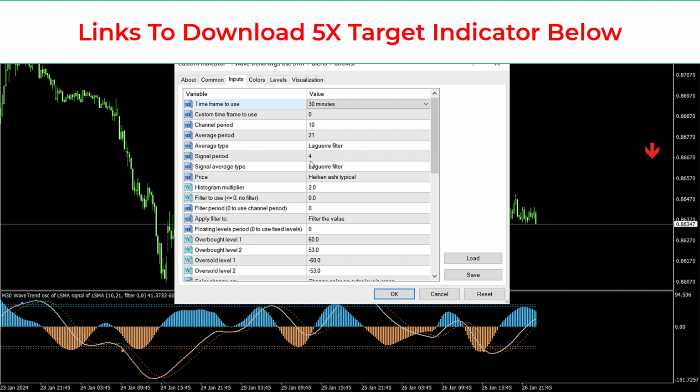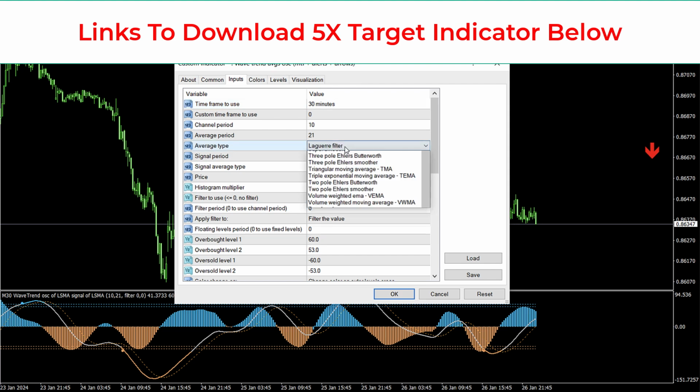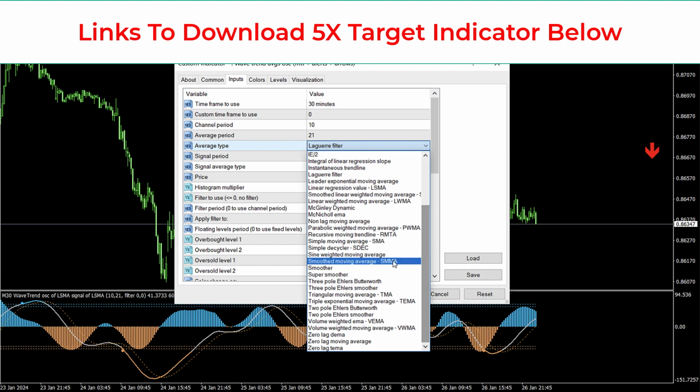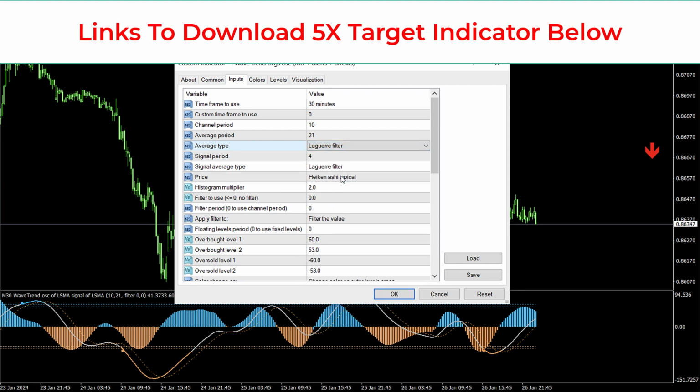And in this example, for the signals and for the histogram, I'm using the lagger filter. Now you can choose from different things, but I'm using the lagger filter for this example. You can experiment with the other ones, it's not a problem. It's mainly an oscillator to tell you whether the next phase is going to be bearish or bullish. So it will give you a market bias for the next day of trading.